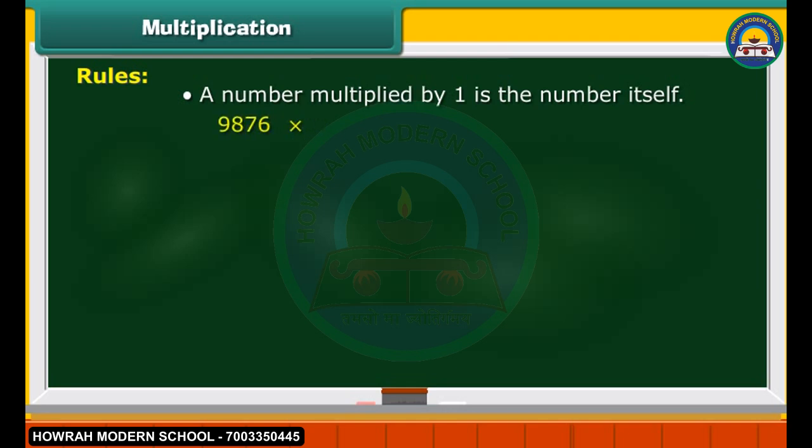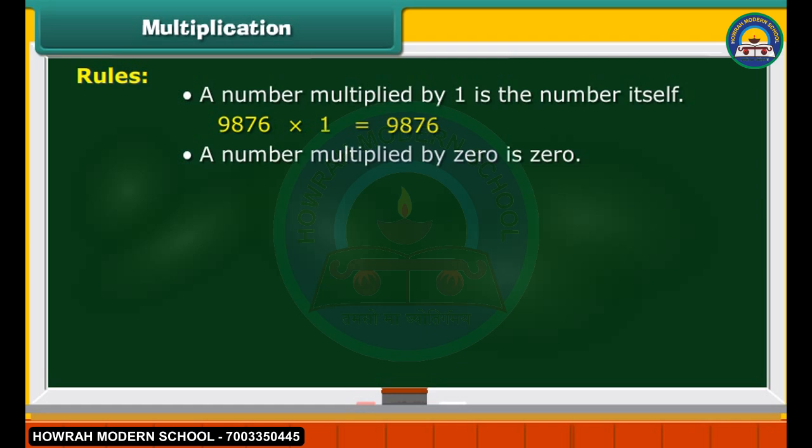9876 multiplied by 1 is equal to 9876. A number multiplied by 0 is 0.